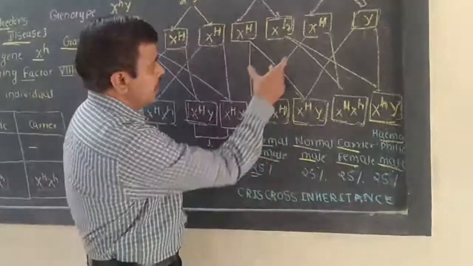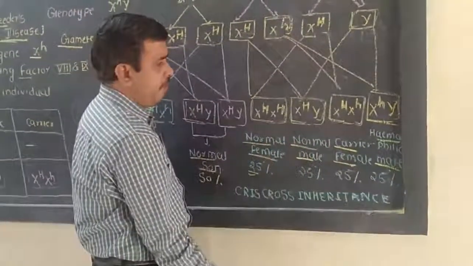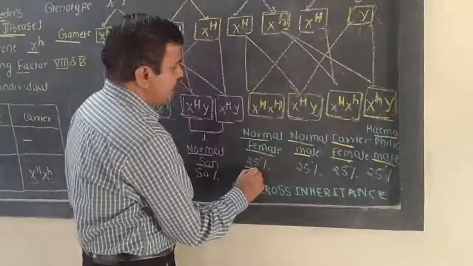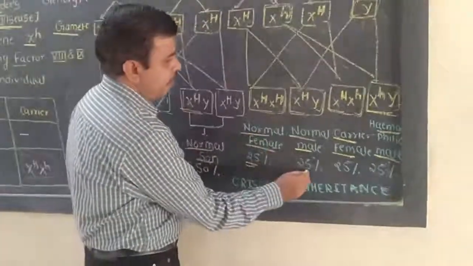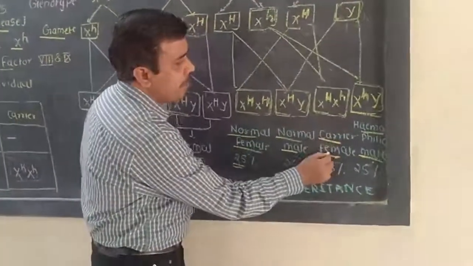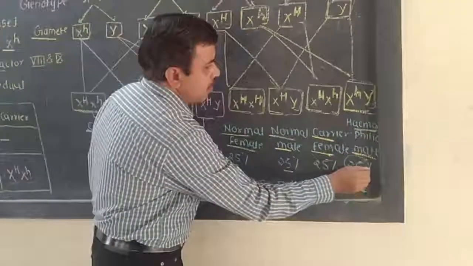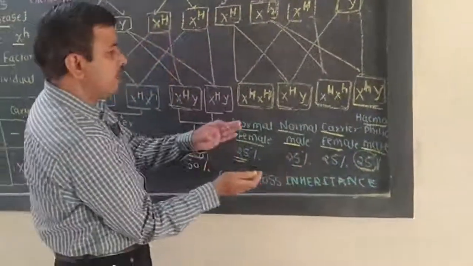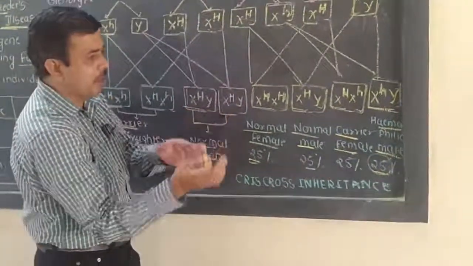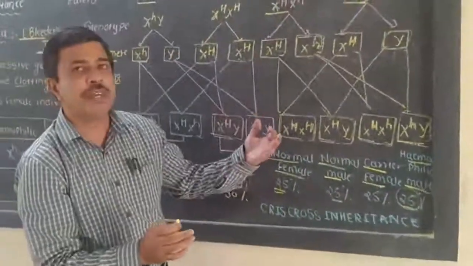So in this cross, males and females will be produced, with possibilities of 25% normal female, 25% normal male, 25% carrier female, and 25% hemophilic male. So there is a 25% possibility of each: normal male, normal female, carrier female, and hemophilic male.